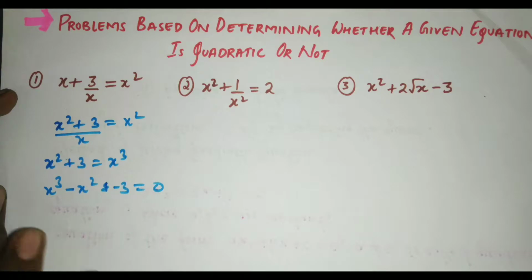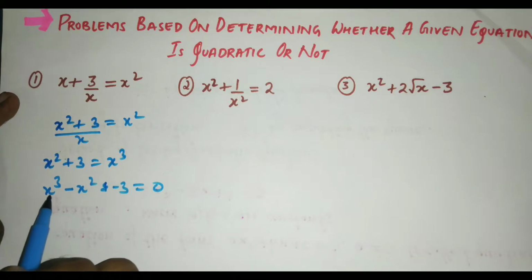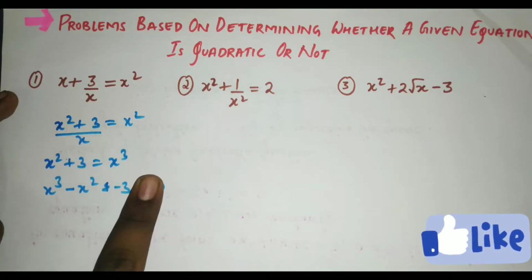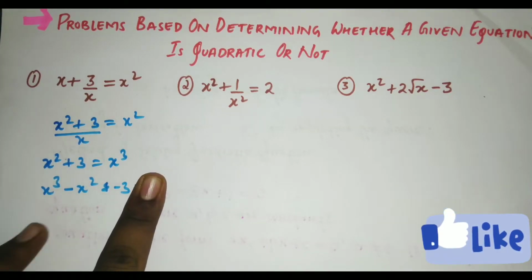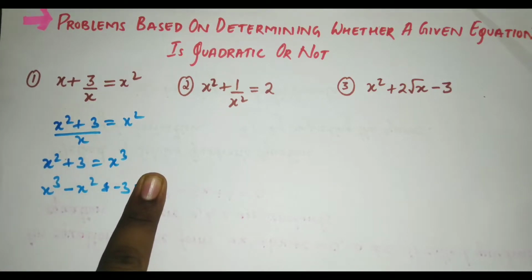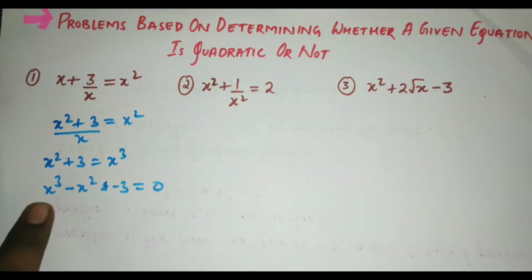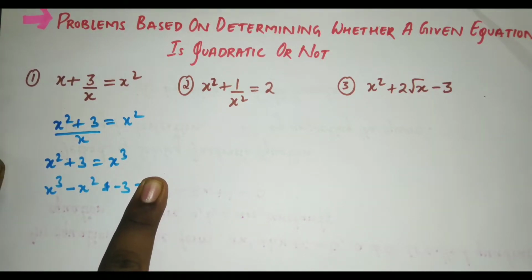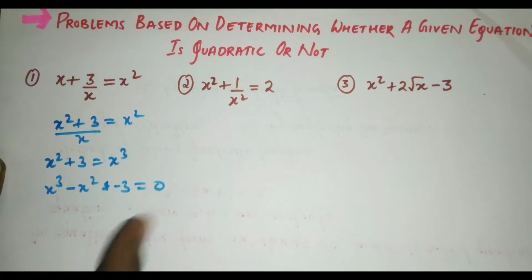Fine. So this is in some form. But the problem is that when you see the highest power of the x variable, it is 3. So this is a cubic equation, we can say. This is a cubic polynomial, this whole thing, because the highest degree of x is 3. So this is not a quadratic equation, because this whole thing is a polynomial of degree 3. So we can say that this is not a quadratic equation.